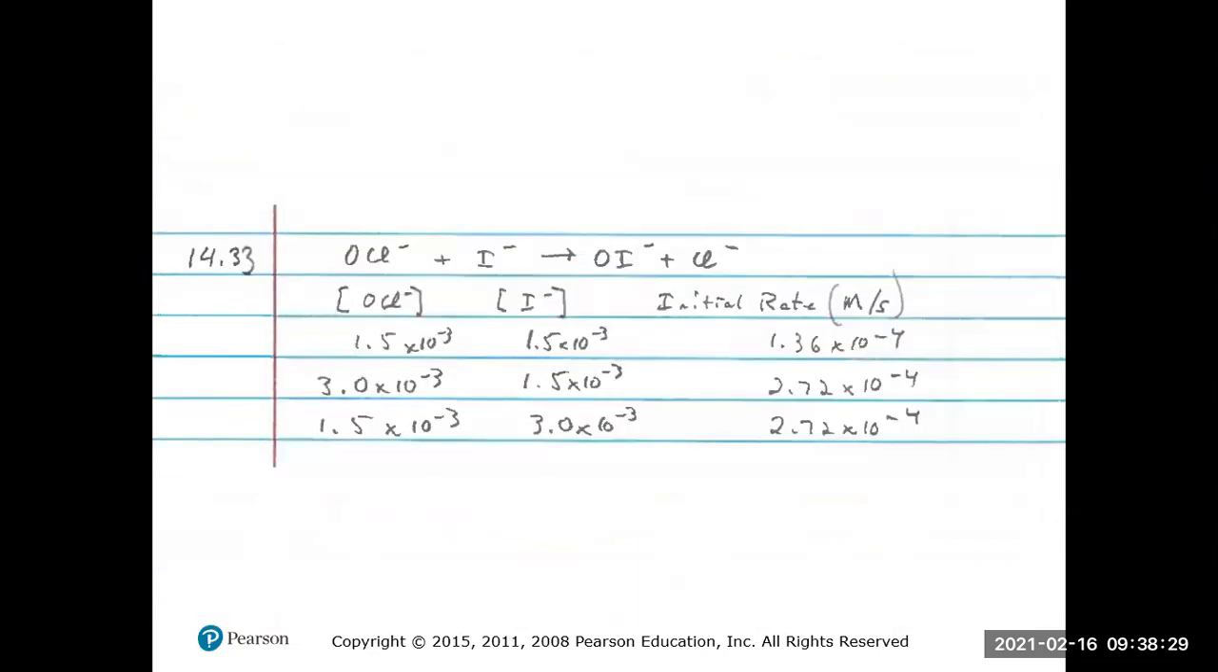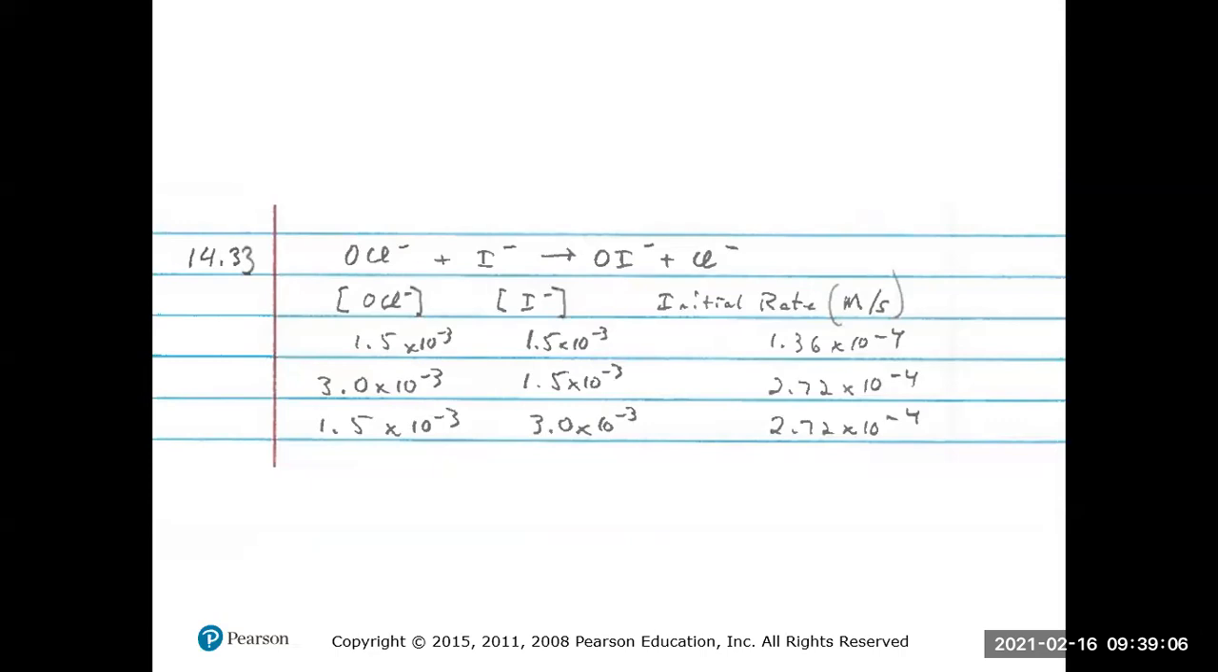Okay, let's look at 14.3.3. In this case, we're given a reaction of hypochlorite ion, OCl⁻, plus iodide ion, I⁻, to give us OI⁻ plus Cl⁻. And then we're given some concentrations of the two reactants, and the initial rates that were found for that. So let's just take a look at this information that we were given a little bit.